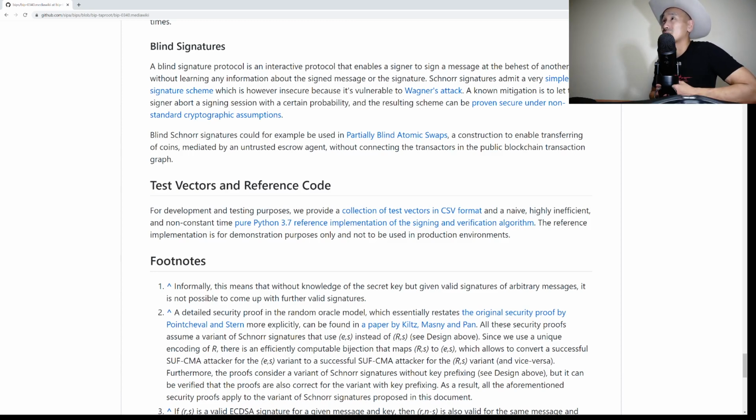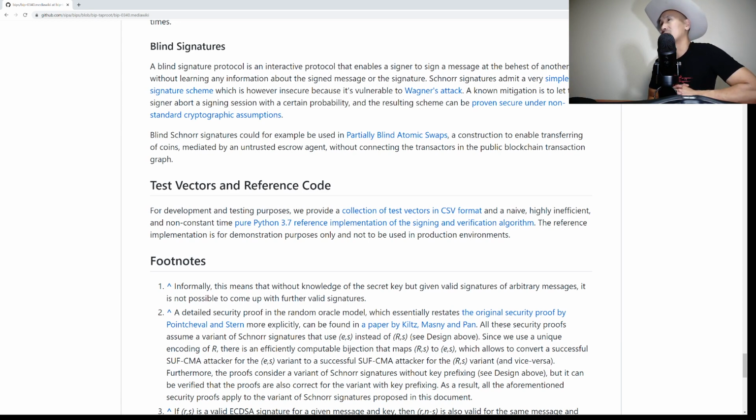Blind Schnorr signatures could, for example, be used in partially blind atomic swaps, a construction to enable transferring of coins mediated by an untrusted escrow agent without connecting the transactors in the public blockchain transaction graph. So it's not something that I know very much about, but it sounds like a way to do some sort of swap without knowing very much about each other and with very low trust.